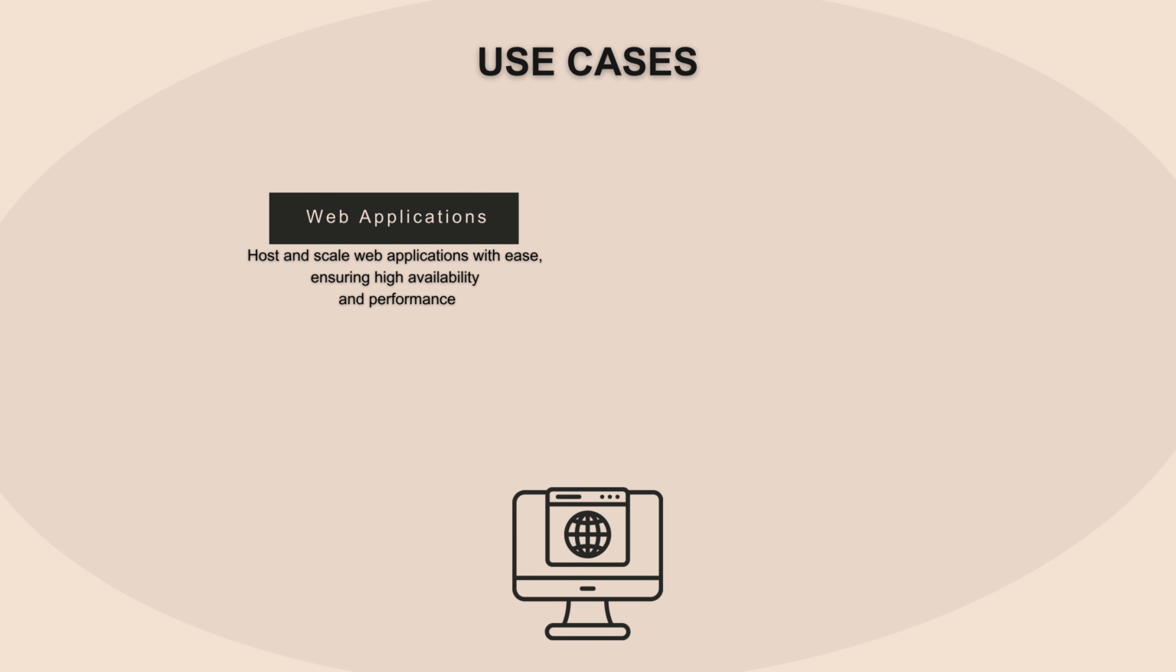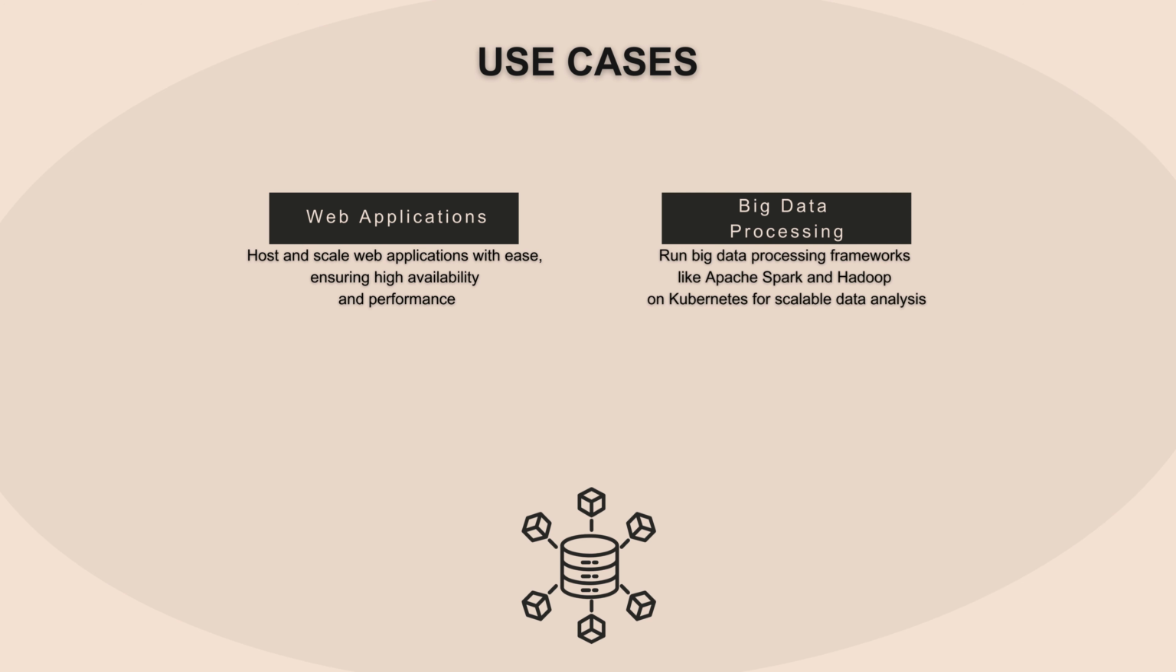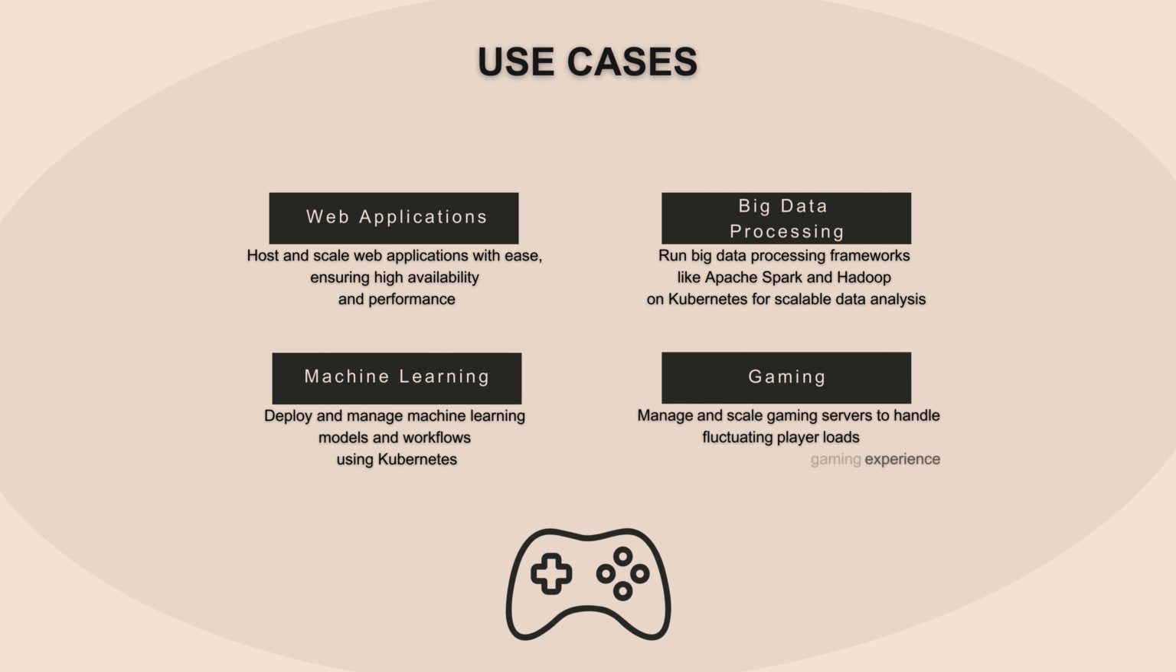Web applications. Host and scale web applications with ease, ensuring high availability and performance. Big data processing. Run big data processing frameworks like Apache Spark and Hadoop on Kubernetes for scalable data analysis. Machine learning. Deploy and manage machine learning models and workflows using Kubernetes. Gaming. Manage and scale gaming servers to handle fluctuating player loads and ensure a seamless gaming experience.